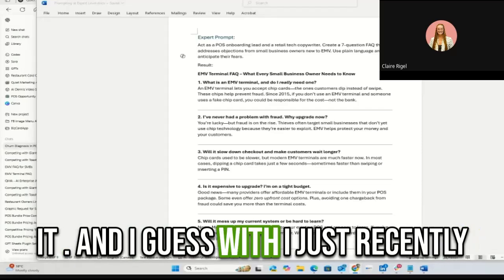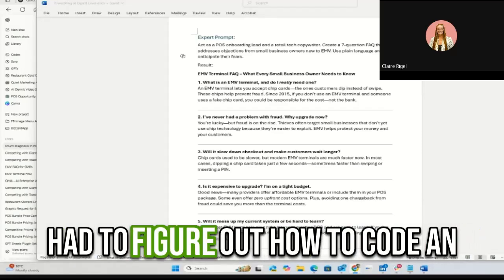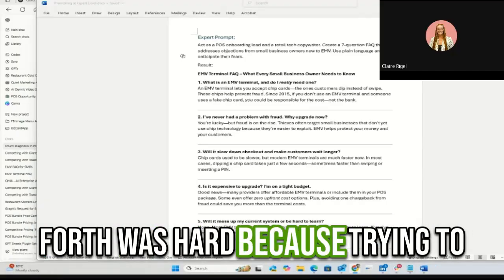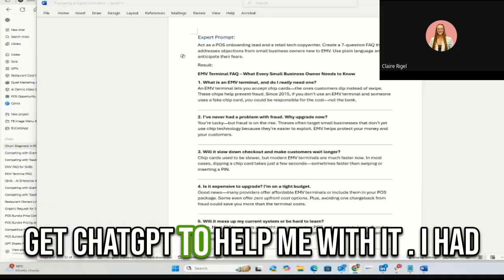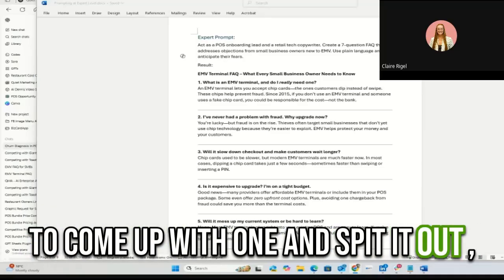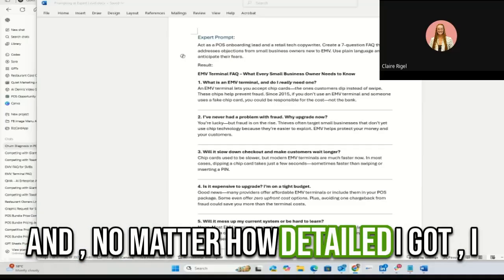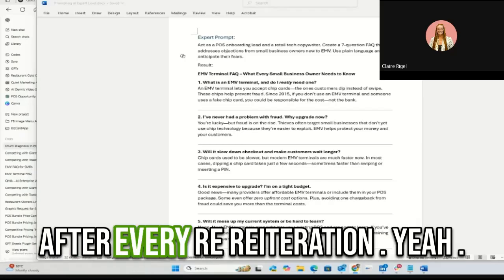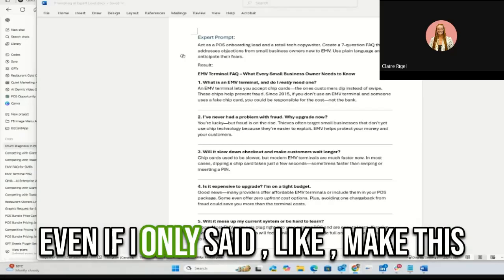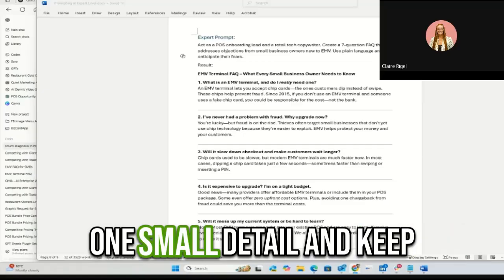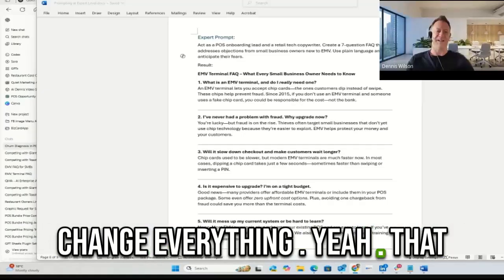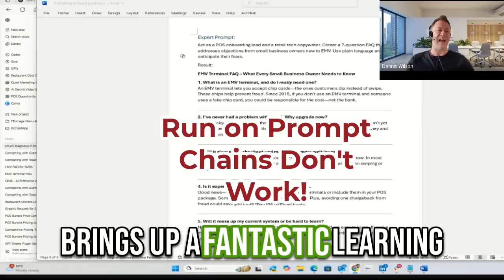And I guess I just recently had to figure out how to code an email by myself, and going back and forth was hard because trying to get ChatGPT to help me with it, I had to come up with one, it spit it out, and no matter how detailed I got, I felt like it would either change after every reiteration, even if I only said, make this one small change and keep everything the same, it would change everything. Yeah, that brings up a fantastic learning point.